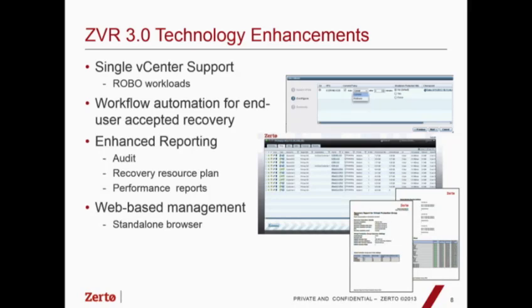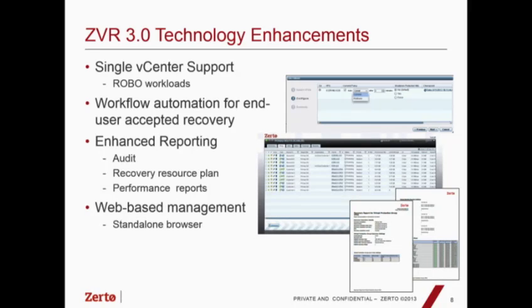Now let's look at the technology enhancements here. We've got the single vCenter support. We've improved our workflows for end-user acceptance recovery, and what we mean by that is we're highlighting some really powerful capability to where you can actually do complex things such as automatically roll back a failover if the end-user acceptance is not acceptable within a specified period of time. We'll automatically roll that back. So there's very powerful workflows in there.